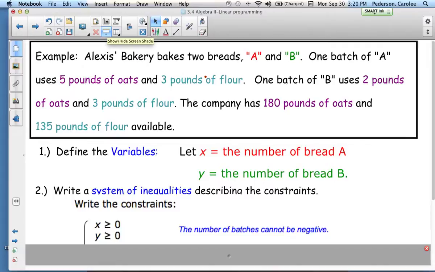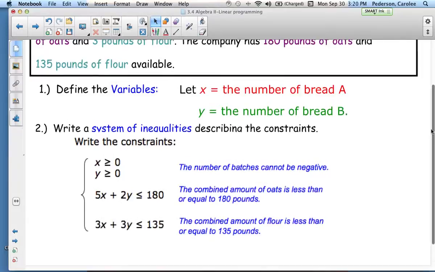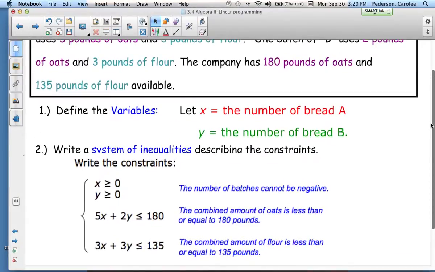These describe the constraints. The first 2 are pretty easy. You can't have a negative amount of batches. So you're going to have an X greater than or equal to 0 and a Y greater than or equal to 0. The last 2 constraints I've color-coded back up in our word problem in the teal and the purple.